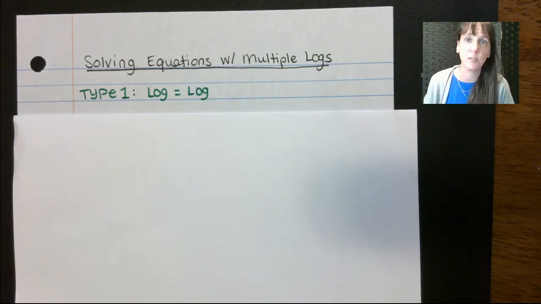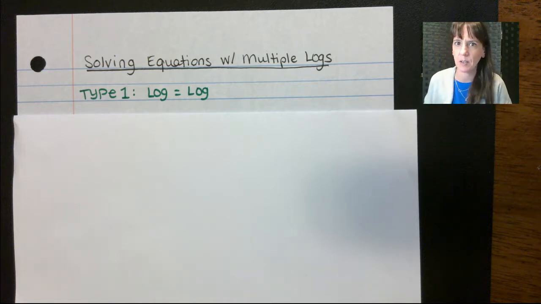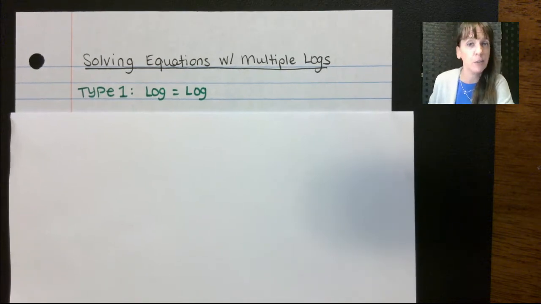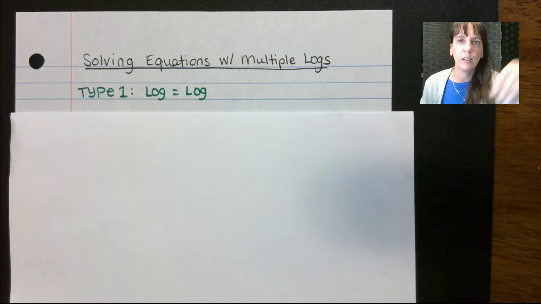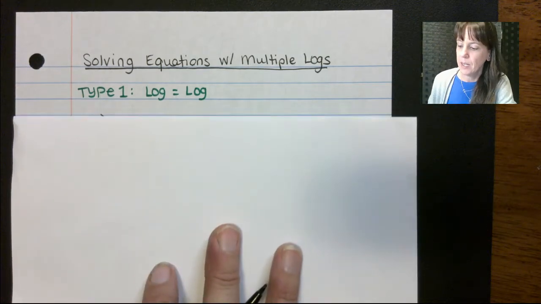There's two different types of equations that have multiple logs, and each is solved differently. The first we're going to talk about are log equals log. So log equals log is what we're trying to get. What do I mean by that?